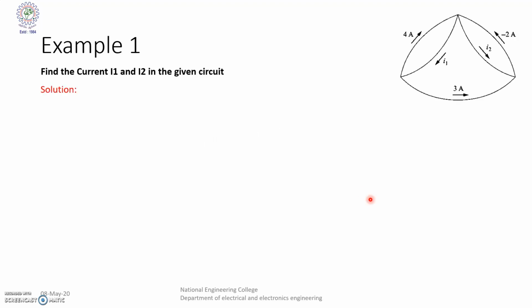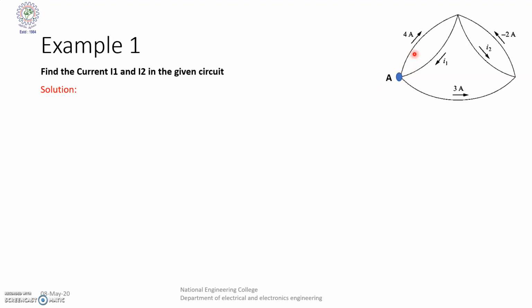So first sum. Find the currents I1 and I2 in the given circuit. The unknowns are I1 and I2. We can use Kirchhoff's current law. First of all, we shall find I1. For that, we will take node A. At node A, we will apply KCL.